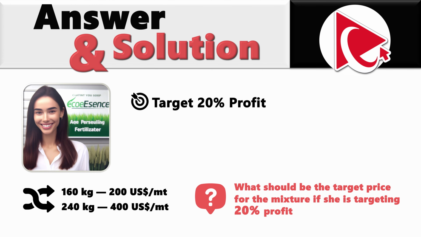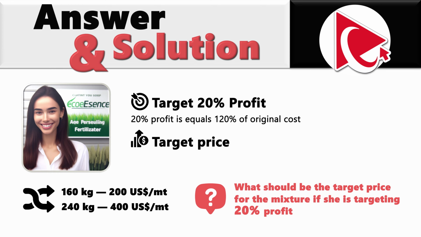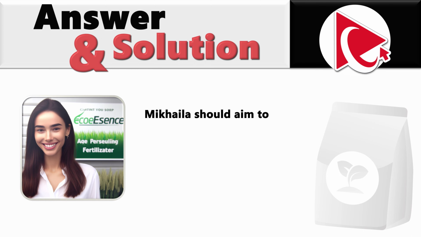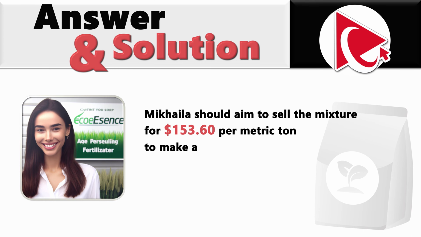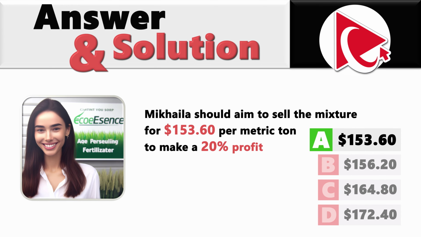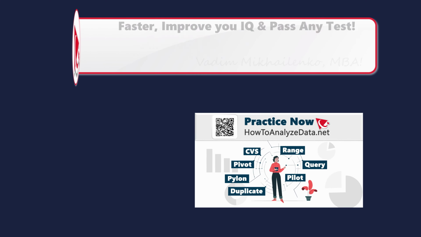The best way to add 20% profit is to understand that 20% profit is equals 120% of the original cost, which means that the target price can be calculated as 128 multiplied by 1.2, and the end result of this would be 153. So Michaela should aim to sell the mixture for $153.60 per metric ton to make a 20% profit. And the correct answer here is choice A, $153.60.